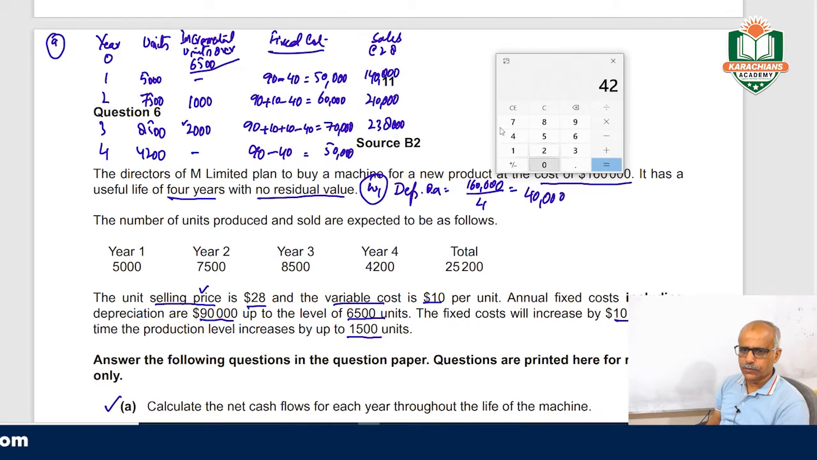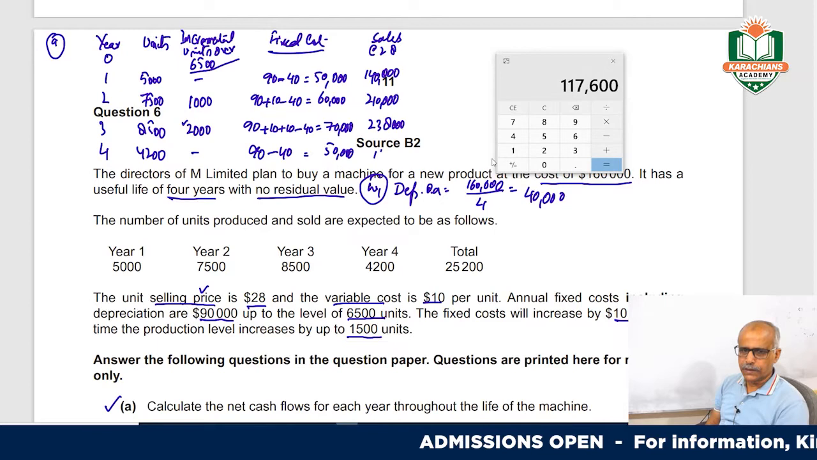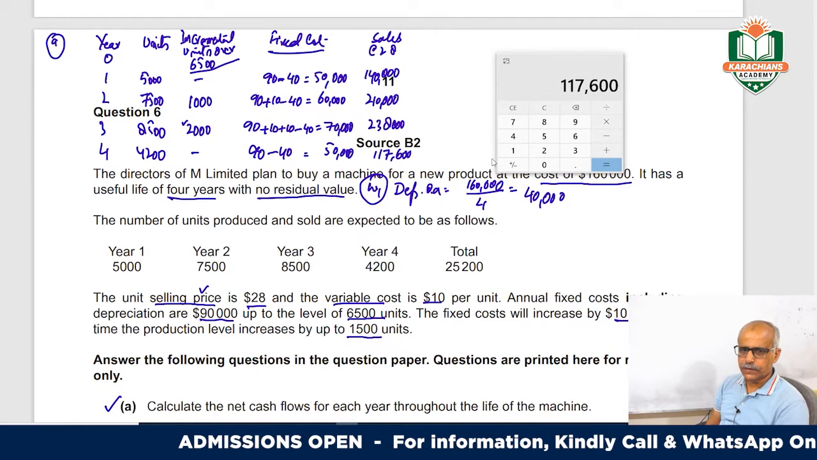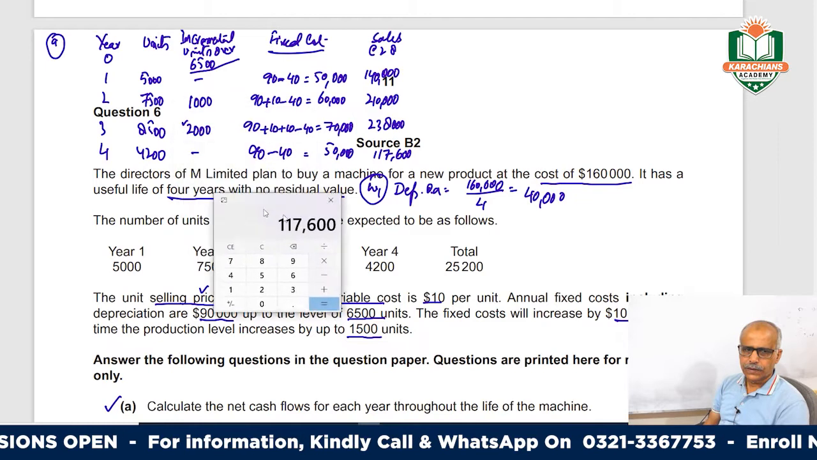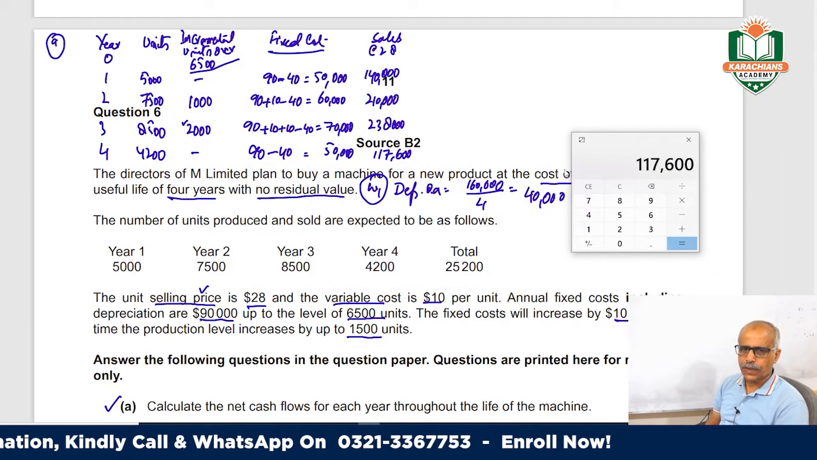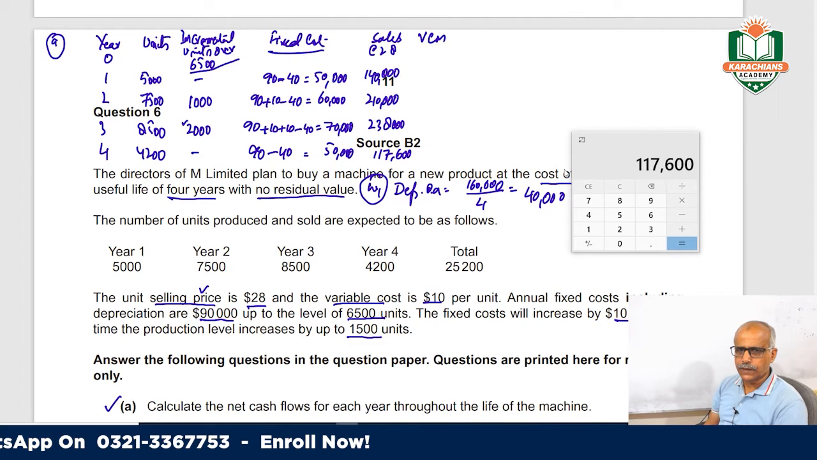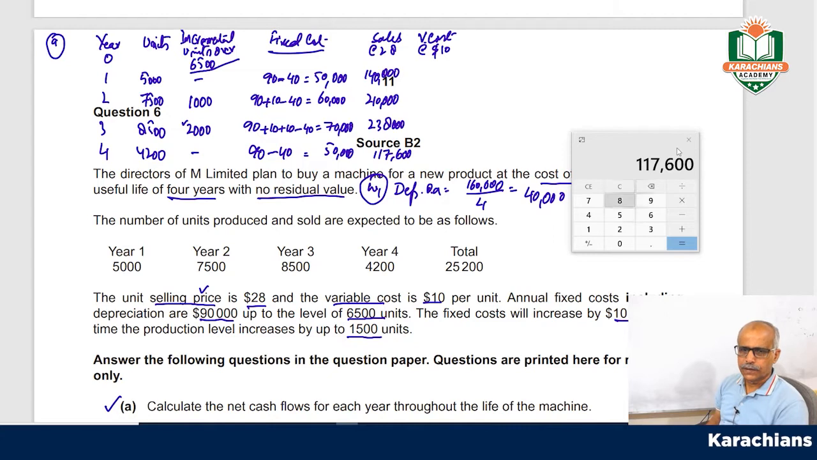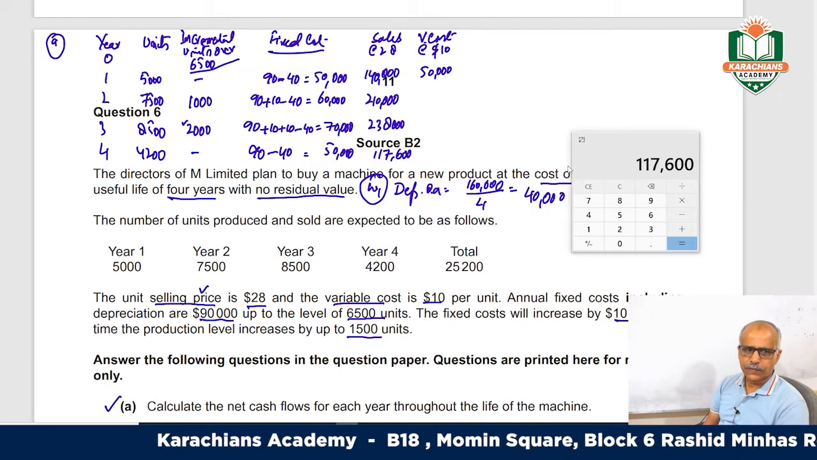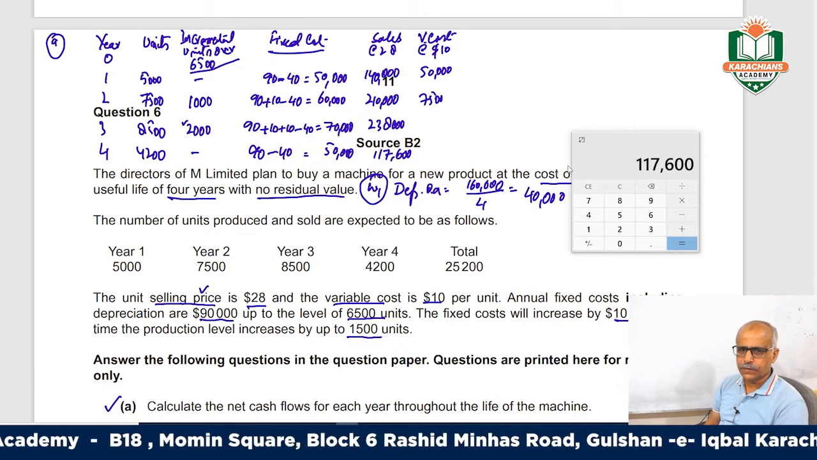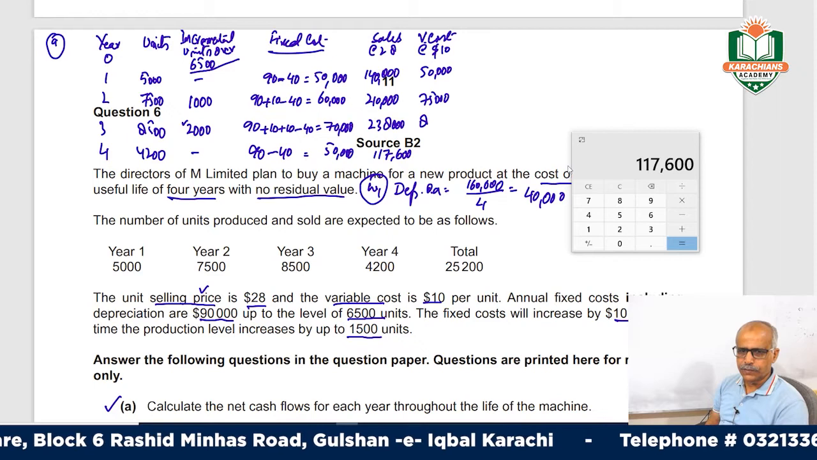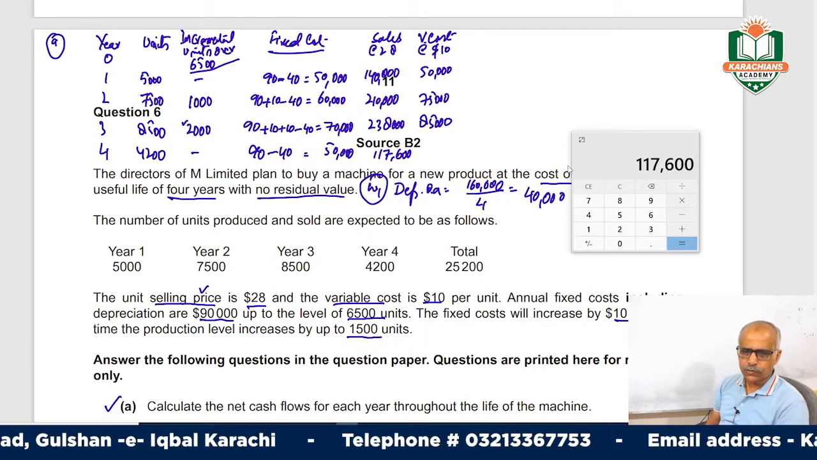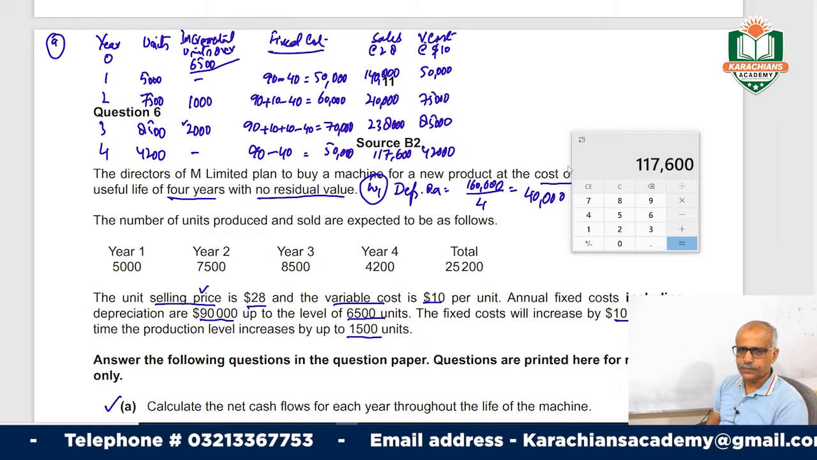And then 4,200 are your units, and selling price is 28, then 117,600. Okay, then we can calculate variable cost. We can calculate at $10. So 5,000 units will become 50,000. 7,500 units means 75,000. 8,500 units means 85,000. 4,200 units means 42,000.